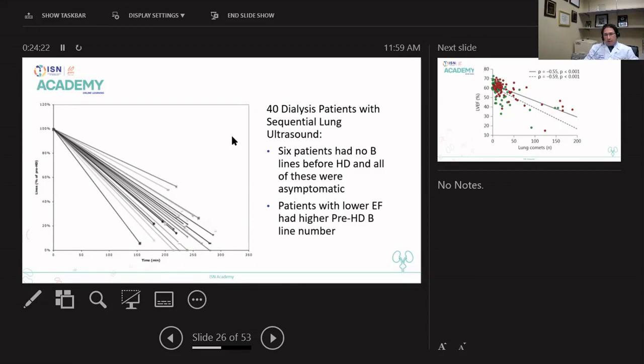And furthermore, when available, patients who had an echocardiogram showed a relationship between lower ejection fraction and a higher number of B lines. So this was really interesting information, a proof of concept, if you will, coming from the dialysis patient population.